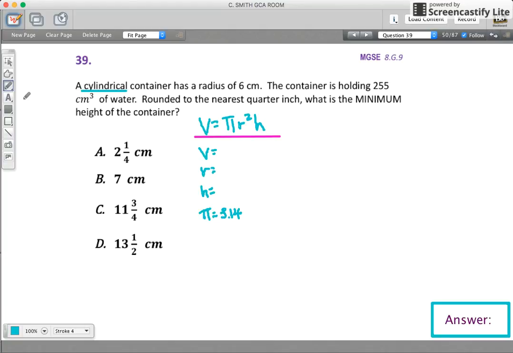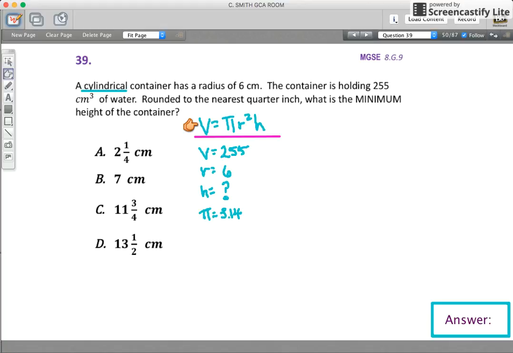All right, so let's look and see what our problem has for us. A cylindrical container has a radius of 6, okay? And it's holding 255 centimeters cubed of water. So we know that it can hold at least that much, all right? So we need to know how tall must it be to be holding that amount of water, and it could be a little taller, right? It might be able to hold more, we're not sure. It doesn't tell us that in the problem.